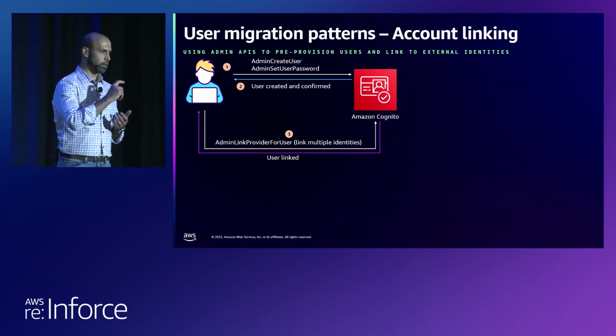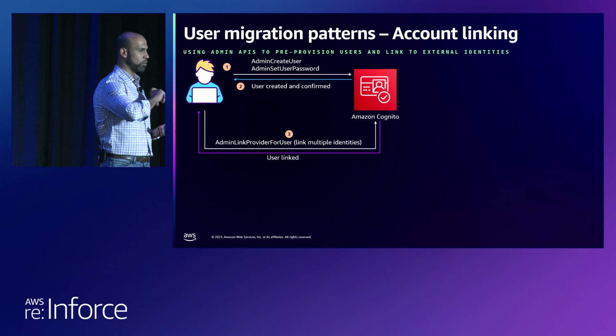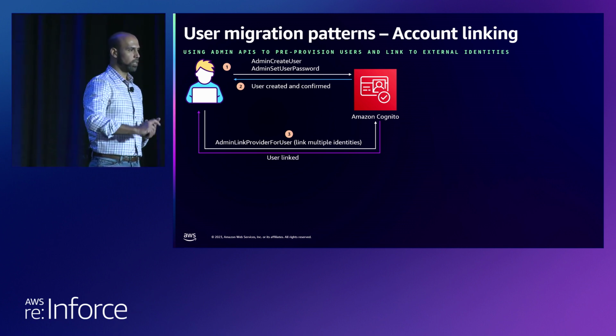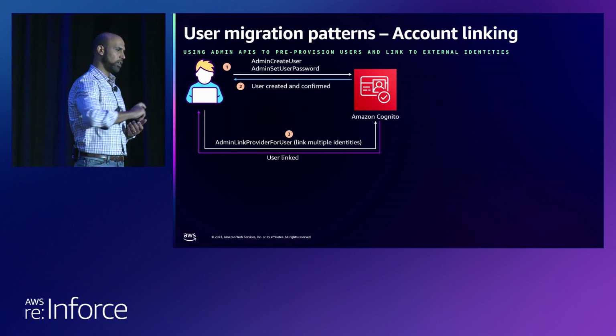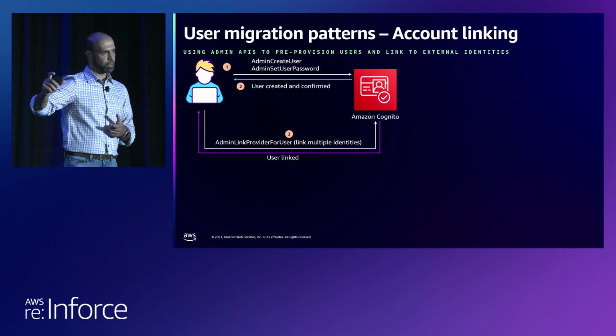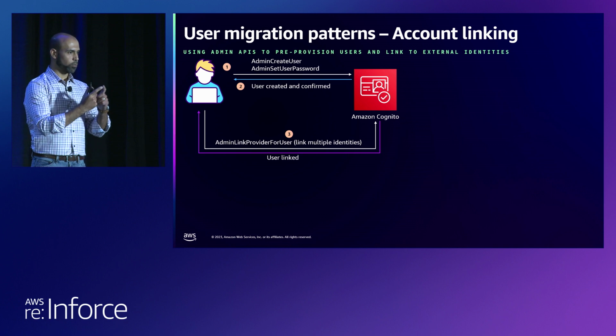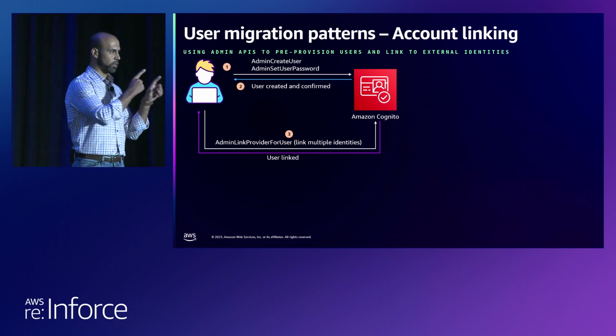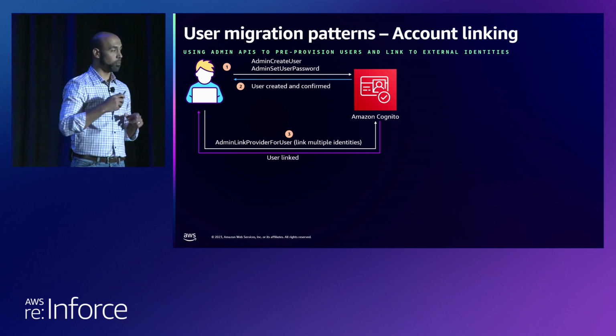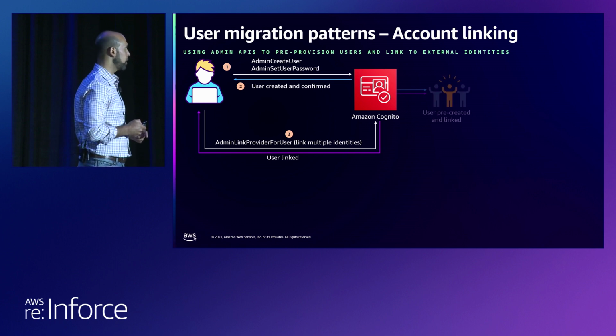So let's say that I created this user. I want to link them to 123 from Google, and ABC from Facebook, and email at example.com from a SAML provider. All of these 3 identities will be linked to this user. If the user signs in with any of these methods, they will be recognized in your system as the same user.